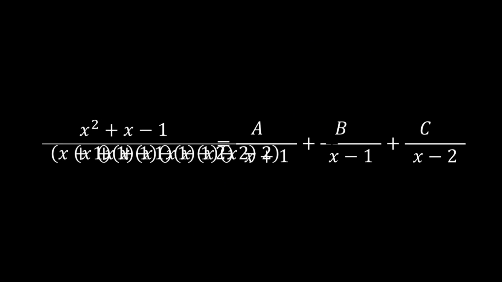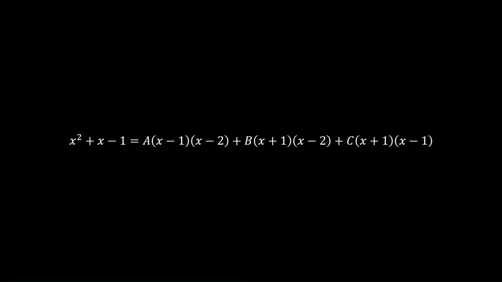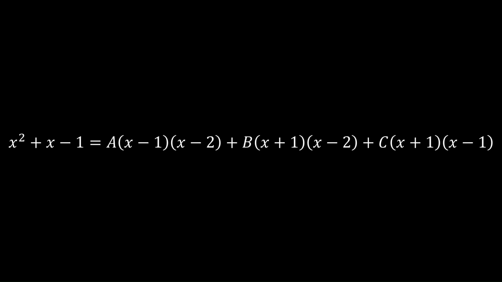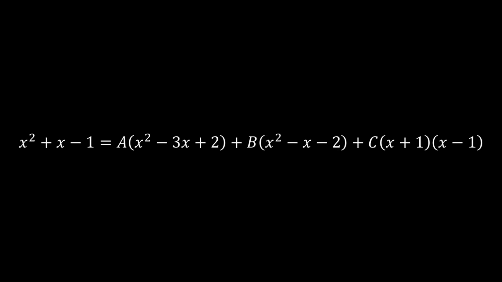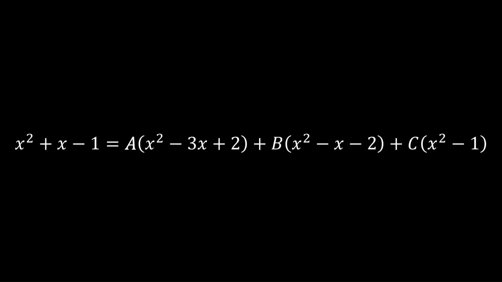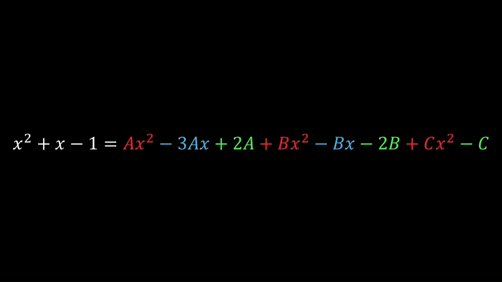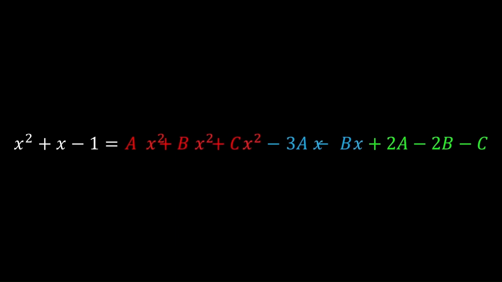Next, we can move the entire denominator over to the right-hand side and cancel out common factors for each term. Next, we can multiply out every product on the right-hand side, and we end up with the following. Next, we can distribute the unknown constants a, b, and c in each term, and we see that we end up with three types of terms: terms containing the factor x squared, terms containing the factor x, and terms that are just constants. We can collect like terms and pull out common x factors as such.